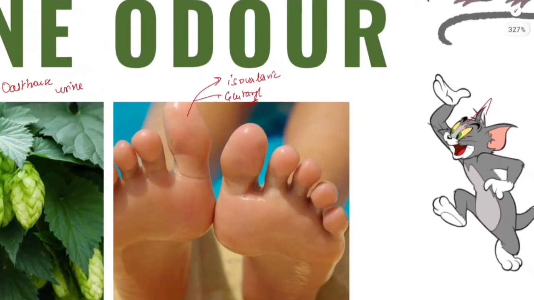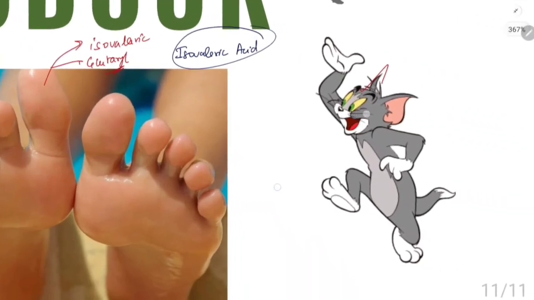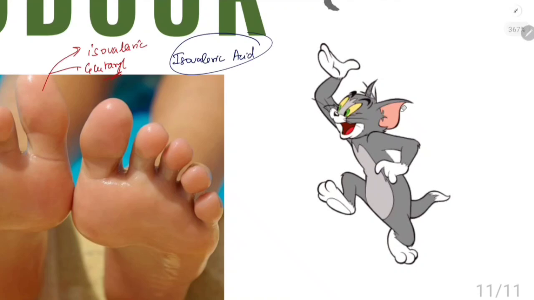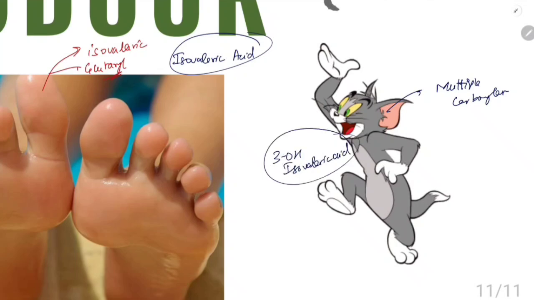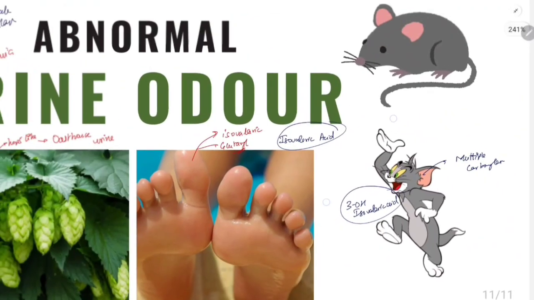What is the compound responsible for sweaty feet odor? It is isovaleric acid. Next, tomcat urine. In tomcat urine the enzyme defect is multiple carboxylase, and the compound here is 3-hydroxy isovaleric acid. So 3-hydroxy isovaleric acid is excreted in urine.